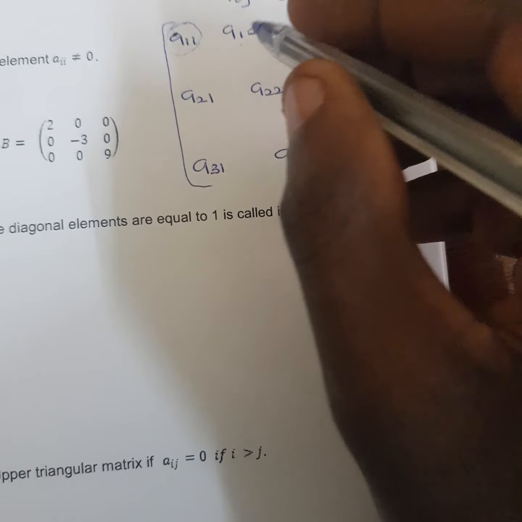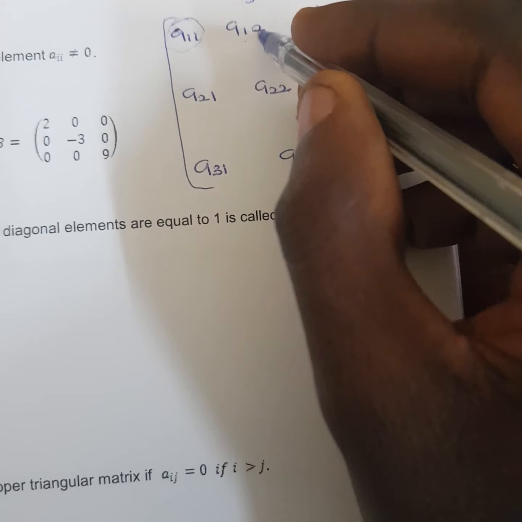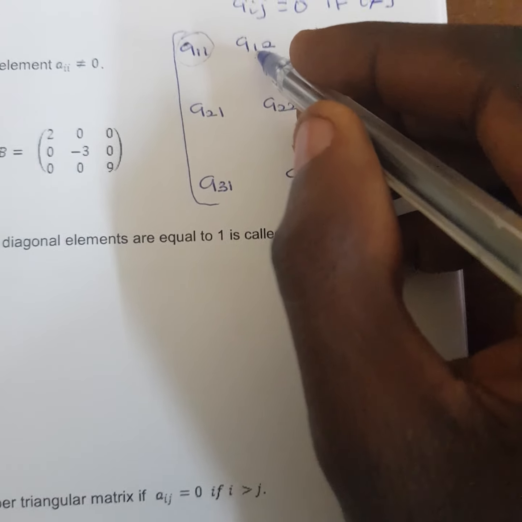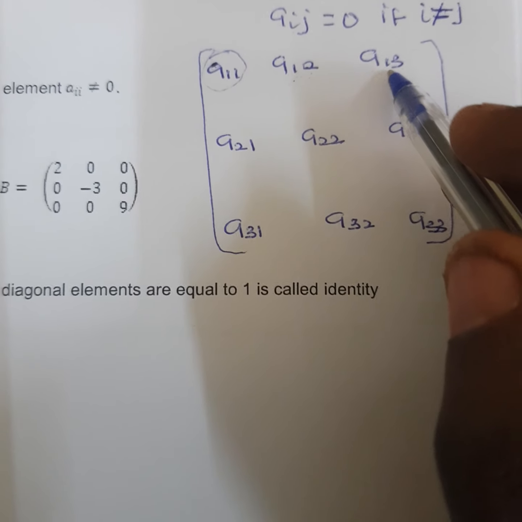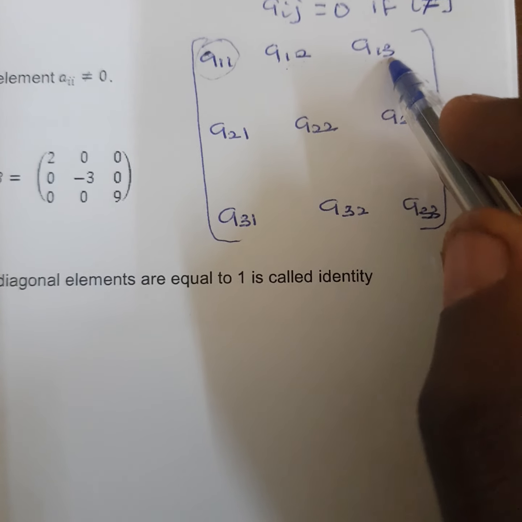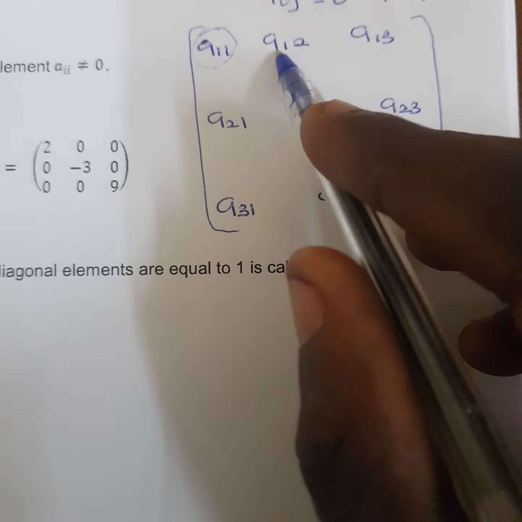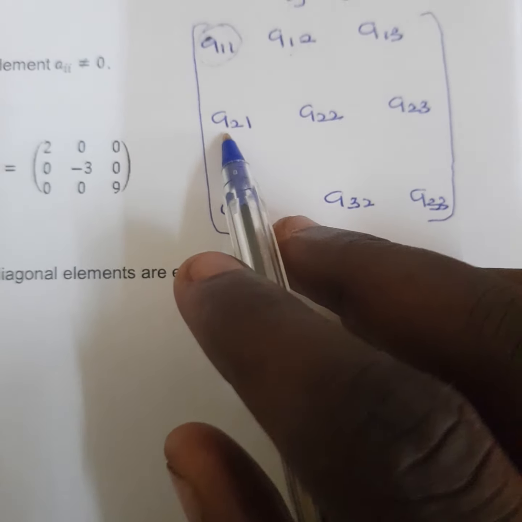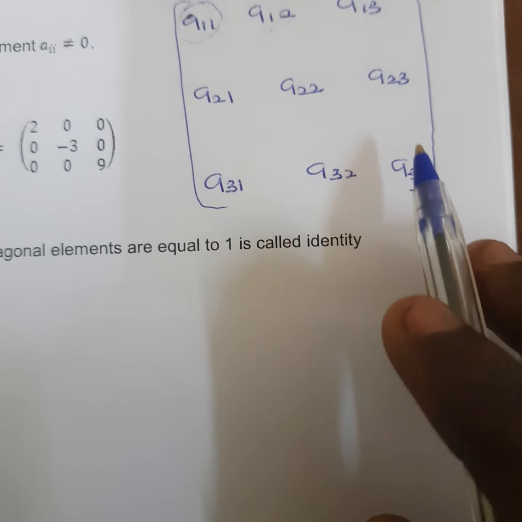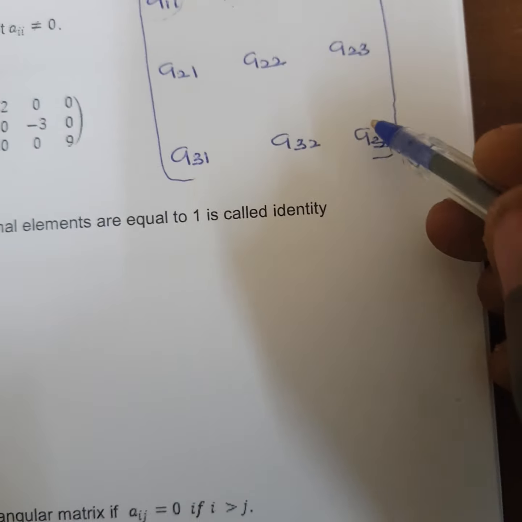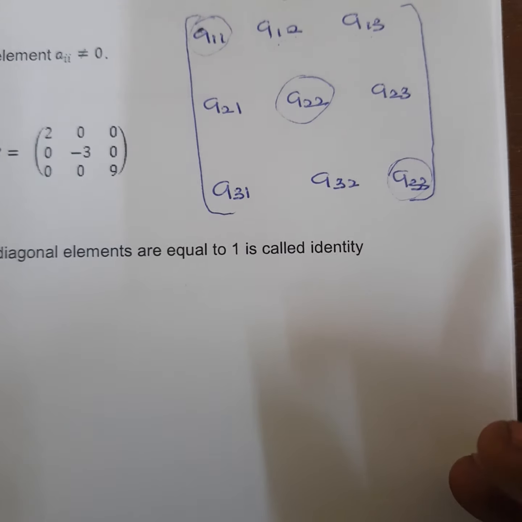If you look at this place, i is not equal to j, because i is 1 and j is 2. Here it is the same thing, i is 1 and j is 3. So they wouldn't be the same, so this will be 0. This will be 0. Here, this will be 0. This will be 0. This will be 0. Here is not 0. This is not 0.